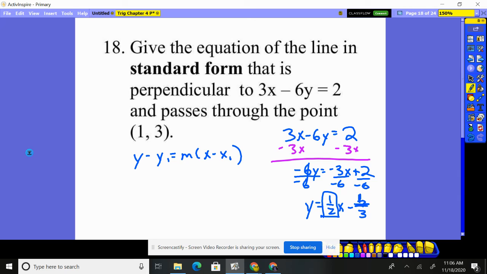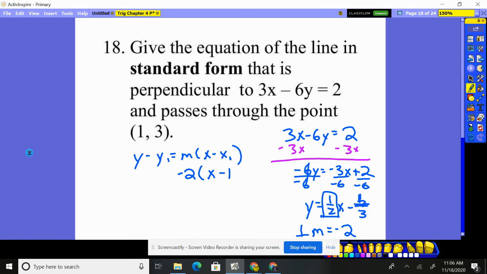We want to be perpendicular. If you want to be perpendicular, you've got to flip the slope and negate it because it needs to be going the opposite way. That's why we negate it. The reciprocal of 1/2 is 2/1 or 2, and negated is -2. All right, so we did the hard part.